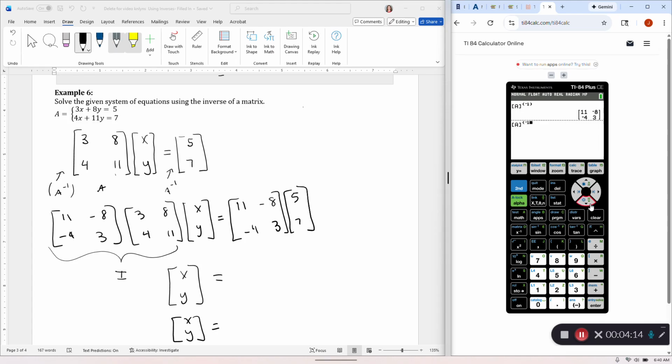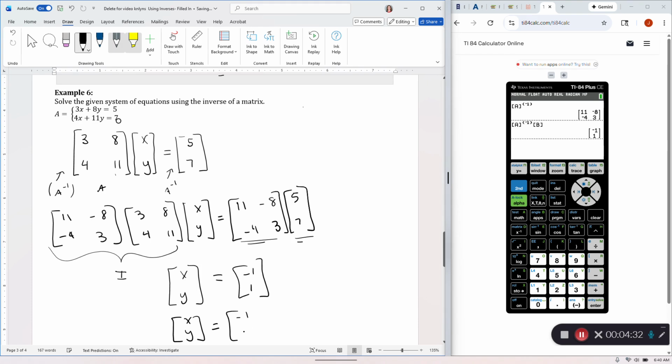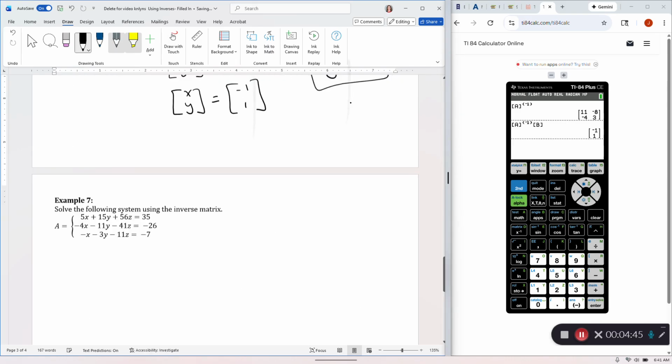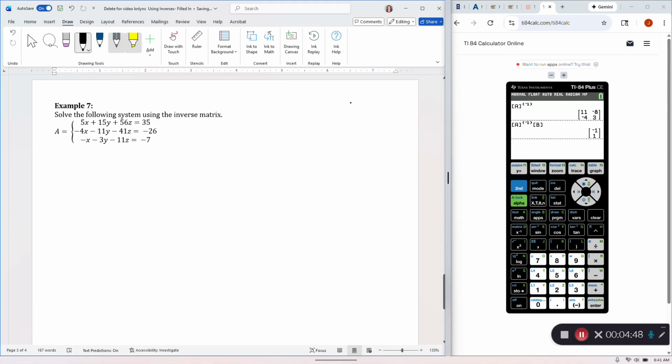All right. Now insert the second matrix. All right, so there I have this matrix times this matrix. And it results in negative 1, 1. So what this means is x equals negative 1, y equals 1. In other words, the solution to the system is negative 1, 1 as an ordered pair. Okay? Obviously, we can keep doing this. We can do it with larger matrices. The concept is the same.